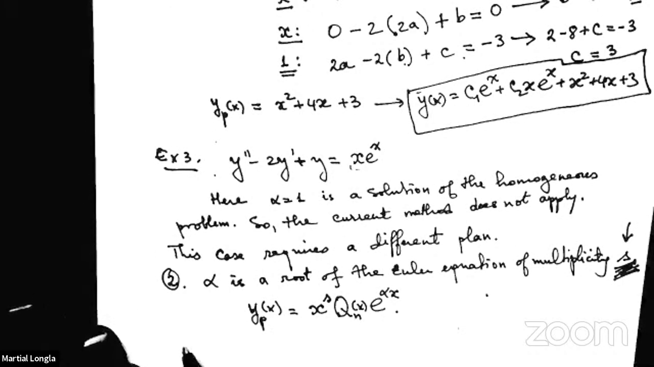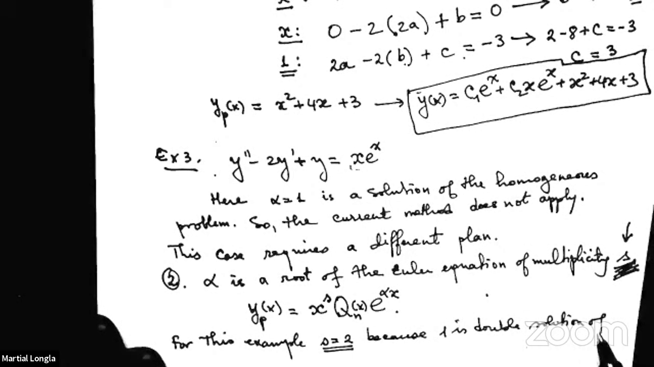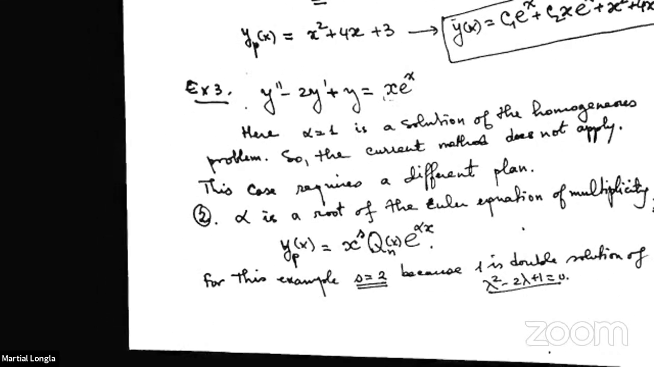In this example, s is 2 because 1 was a double solution of the Euler equation. S is 2 because 1 is a double solution of lambda squared minus 2 lambda plus 1 equals 0. That's the reason why s is 2.